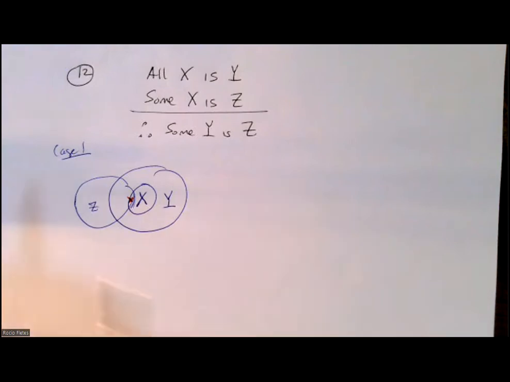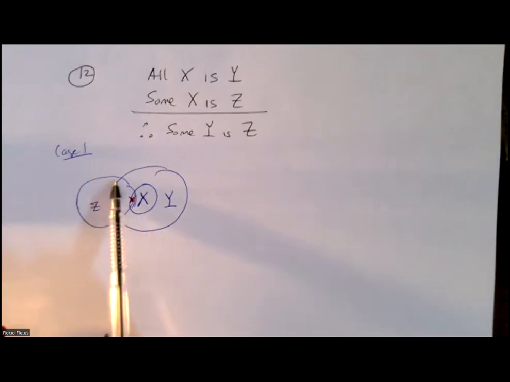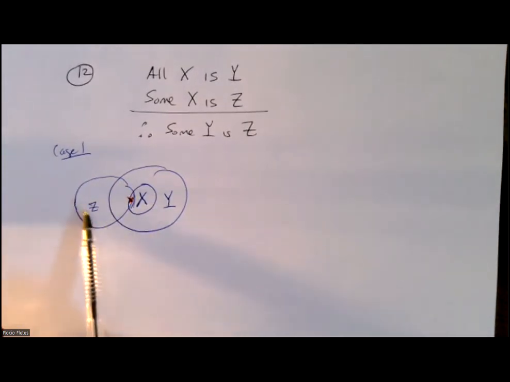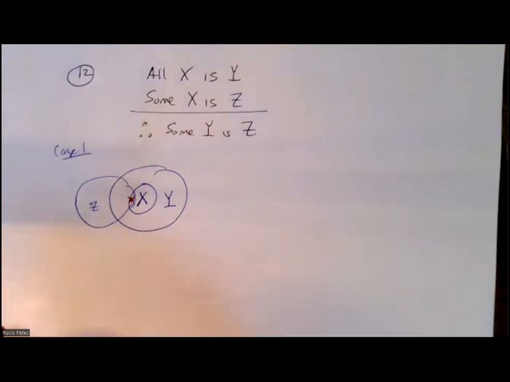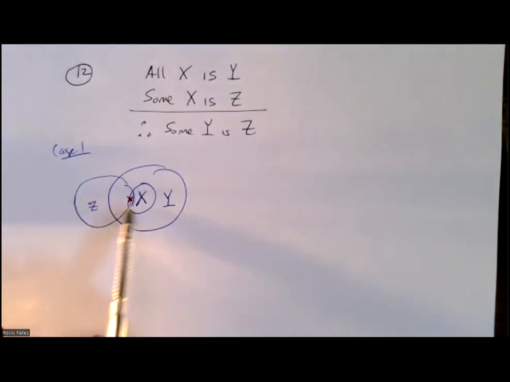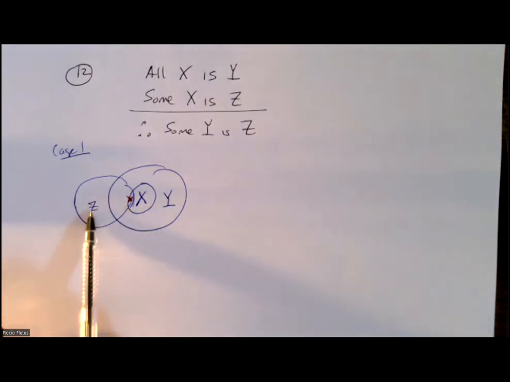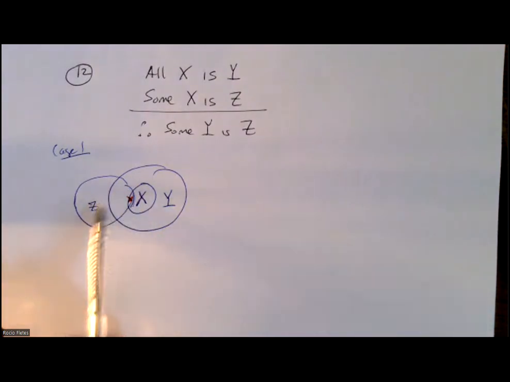Well, think about it. If some X is Z, there has to be an overlap with Z, and when Z overlaps with X, it has to overlap with Y because X is totally inside of Y. So I don't think you can build the next possibility here, because Z cannot be disjoint from X. And you can't put Z totally inside of X because that would be all Z are in X. Like you can't put X totally inside of Z.